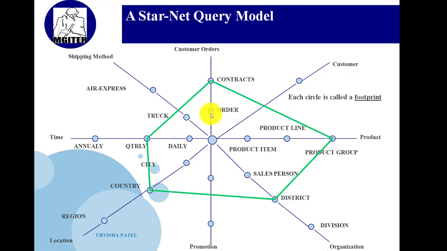Each line represents the concept hierarchy. This is the concept hierarchy of time: daily, quarterly, annually. Concept hierarchy of location: region, country, city. Each abstraction level in the hierarchy is called a footprint. These are the abstraction levels 1, 2, 3. These are called the footprints.